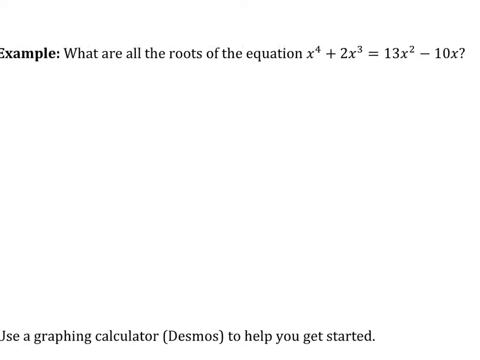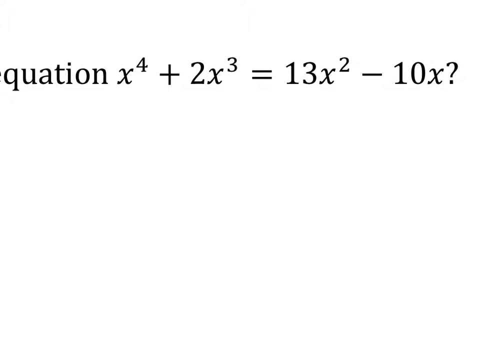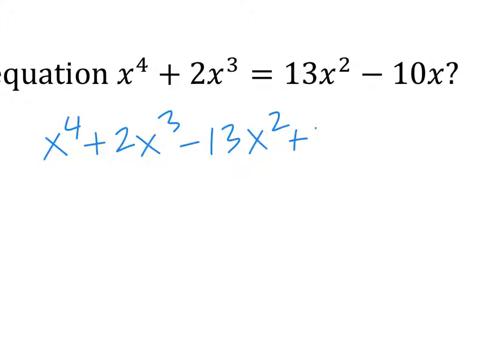What are all the roots to this equation? What do you do first? Before you solve anything, what is the first thing you do? Yeah, make sure it equals 0. So x to the 4th plus 2x cubed minus 13x squared plus 10x equals 0.